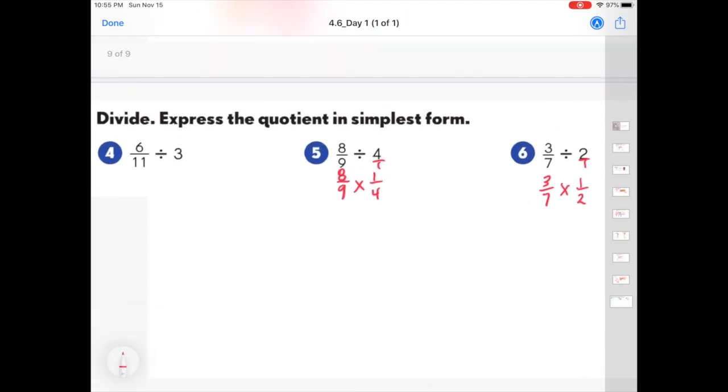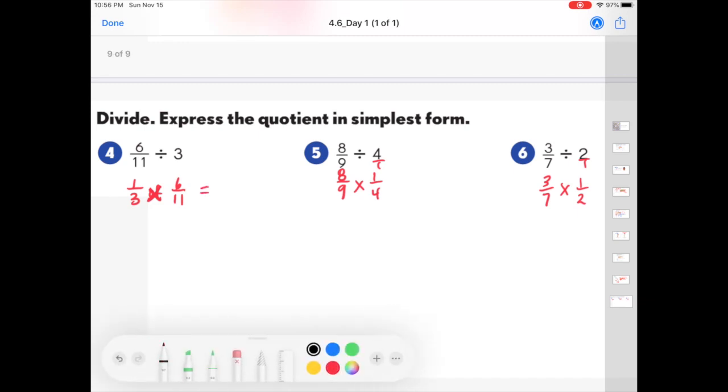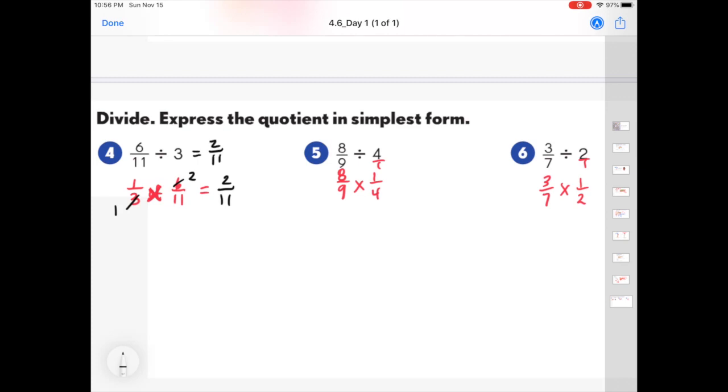All right, so let's look at number 4. This is taking a third of 6/11ths, or 1/3 times 6/11ths. You may have done some cross cancellation before multiplying, which will save you on simplifying. I know that 3 divided by 3 is 1, 6 divided by 3 is 2. And so 1 times 2 is 2, 1 times 11 is 11. So 6/11ths divided by 3 is 2/11ths.